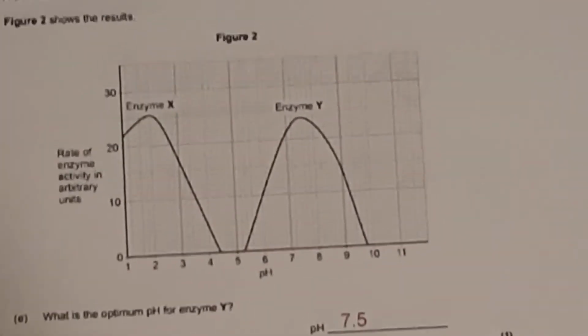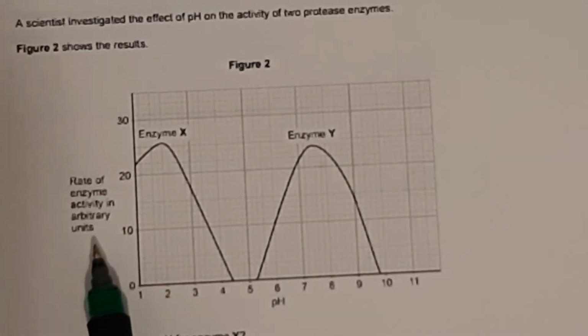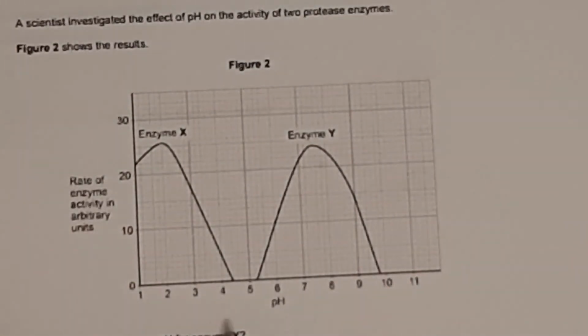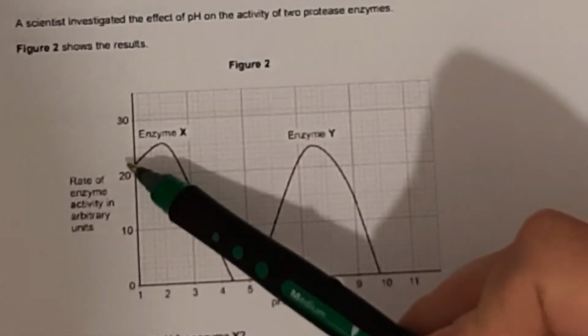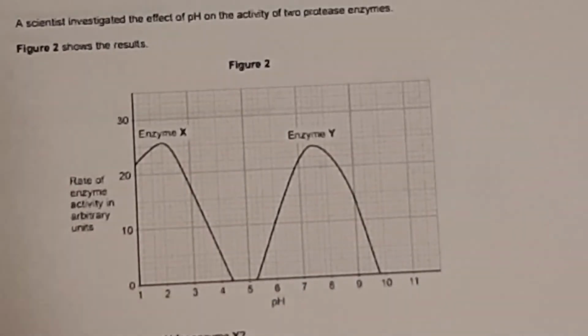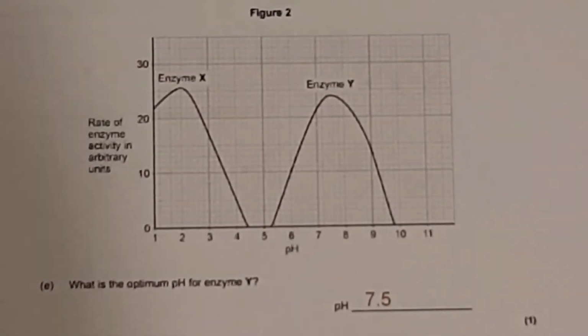Okay, so next question. Here we have a scientist who has investigated the effect of pH on the activity of 2 protease enzymes. Figure 2, this graph, shows the results. It shows us the rate of enzyme activity in arbitrary units, which just means they don't really have units, up this axis, and across the bottom we have pH. Now enzyme X is labelled here, and enzyme Y is labelled here, and it's asking what is the optimum pH for enzyme Y?